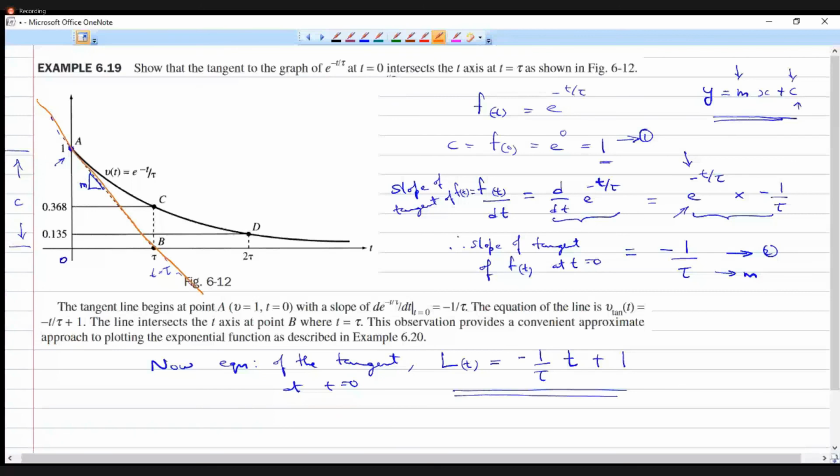Now what is asked? We have to prove that this tangent, that is the tangent to the graph of e power minus t by 2 at t is equal to 0, intersects the t-axis at t is equal to 2. Now I should find the value of this line at the t-axis. So this is the t-axis. So what is the equation of the t-axis?